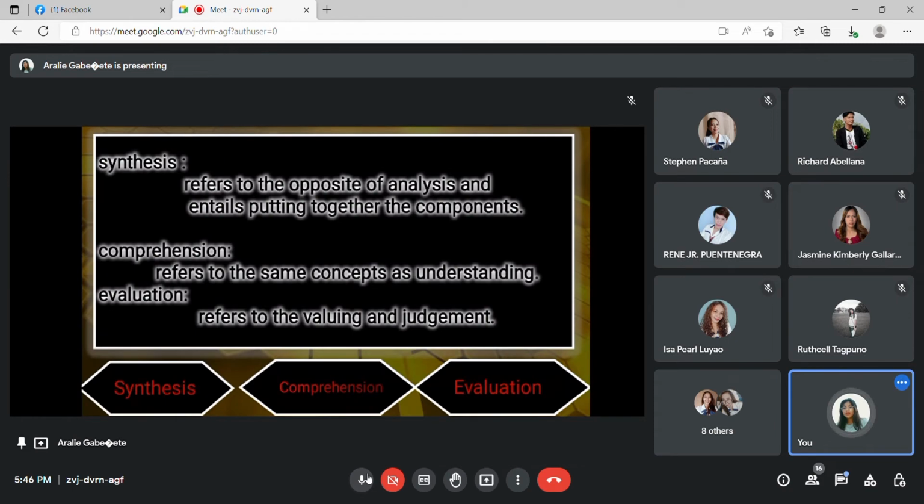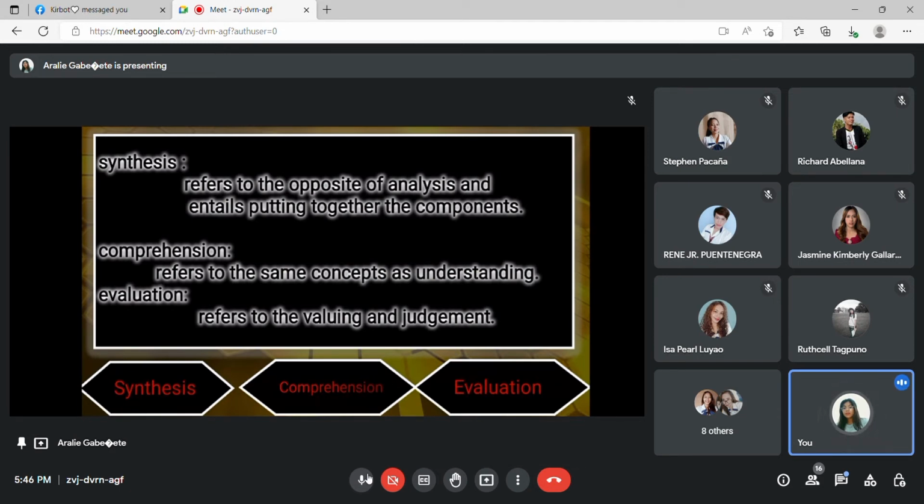Let us discuss first the word synthesis. It refers to the opposite of analysis and entails putting together the components. In short, it is putting the parts together to create new meaning. It occurs when learners go beyond what they have learned, understood, applied, and analyzed to create a product or develop a new method.